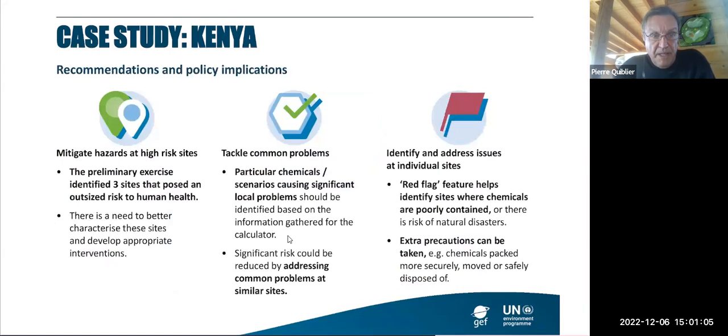The recommendations and policy implications in Kenya: mitigate hazards at the high-risk sites. The preliminary exercise identified the three sites, and there is a need to better characterize these sites and develop the appropriate interventions. First, to tackle common problems, particular chemical scenarios causing significant local problems should be identified based on the information gathered for the calculator. Significant risk could be reduced by addressing common problems at similar sites. Identify and address issues at individual sites. The red flag feature helps identify sites where chemicals are poorly contained and there is a risk of natural disasters. And extra precautions can be taken, for example, chemicals packed more securely, moved, or safely disposed of. Next, please.